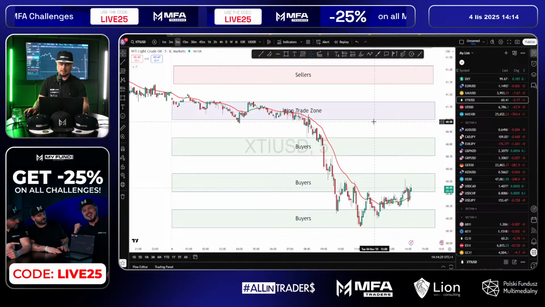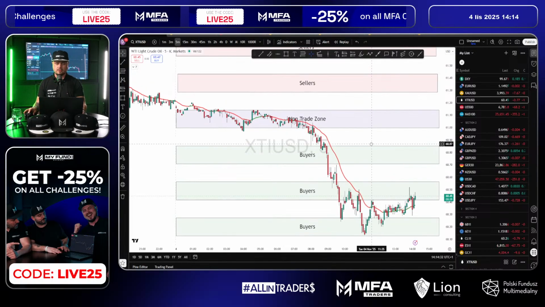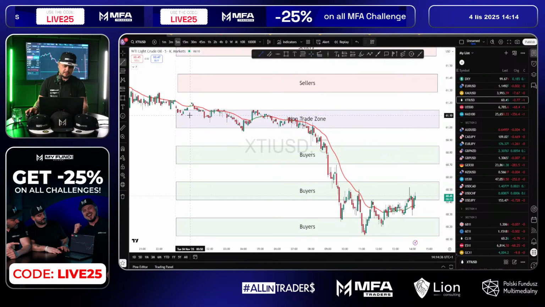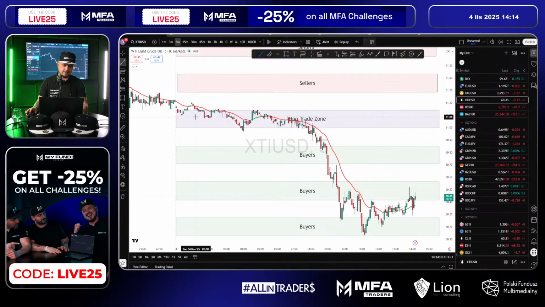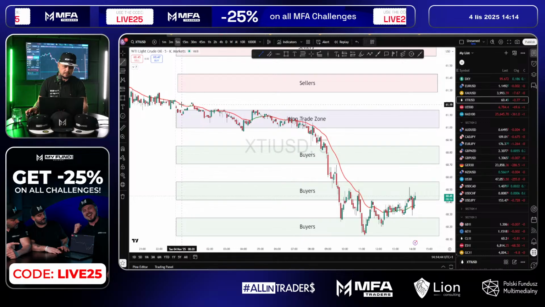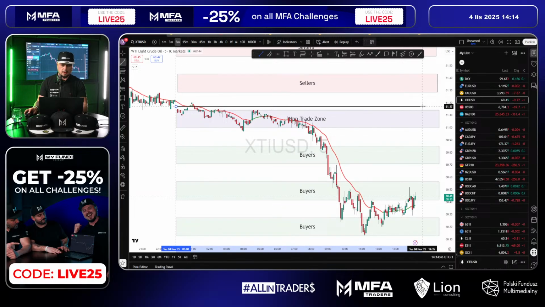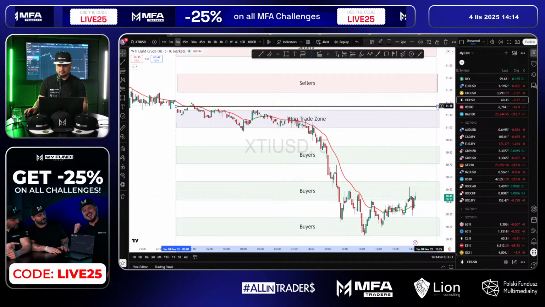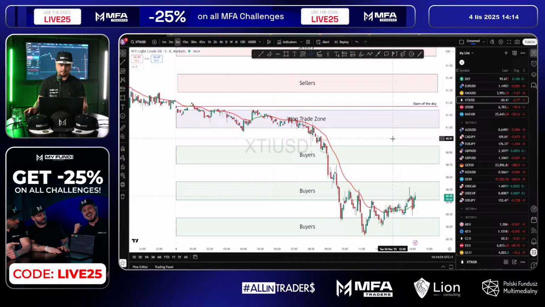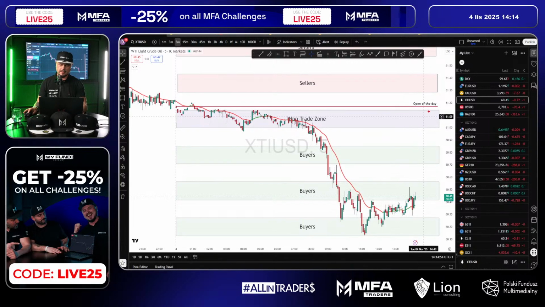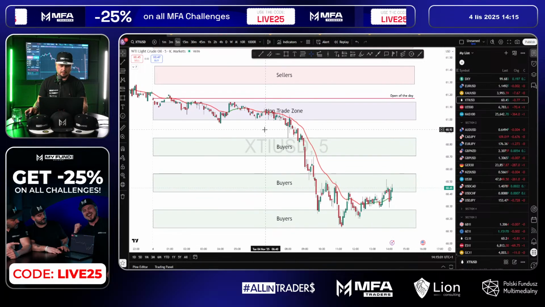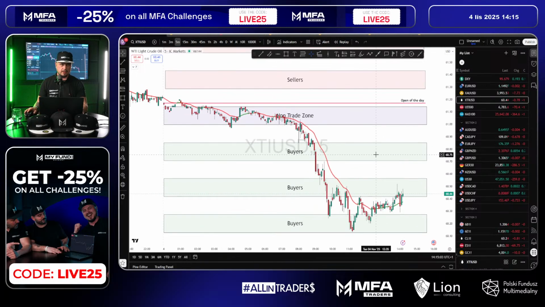So we need to add some other things to our chart. We need to check where is open of the day because this might help us decide where we want to get. Okay, this might be our target. Open of the day. Template open of the day. So this might be our target, maybe top of trading range.